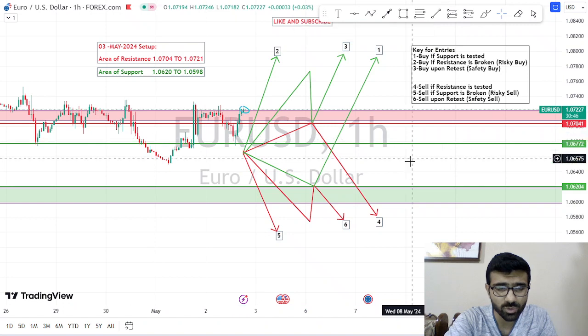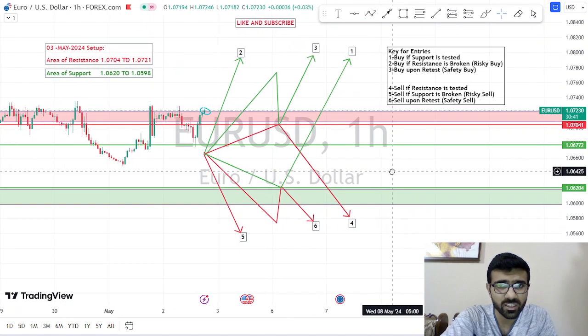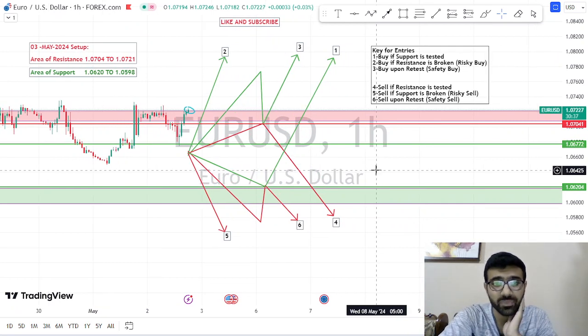So I have also moved this blue box so you guys can better understand where the market currently is when we are going to have a look at this euro versus US pair tomorrow.